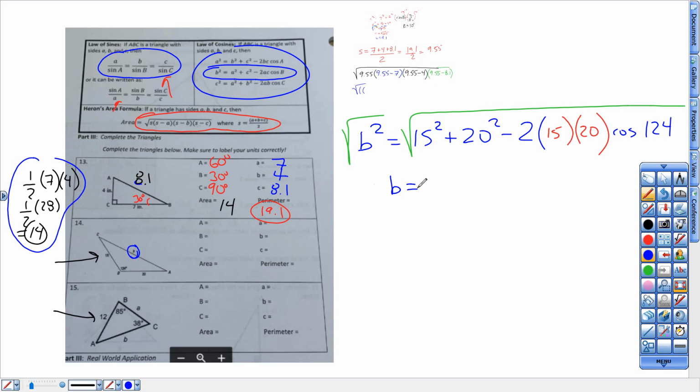That is a big square root symbol, and then 15 squared plus 20 squared minus 2, and then I'll use parentheses: parenthesis 15, another parenthesis times 20, and then another parenthesis cosine 124. And if you do that right, you get about 30.9.